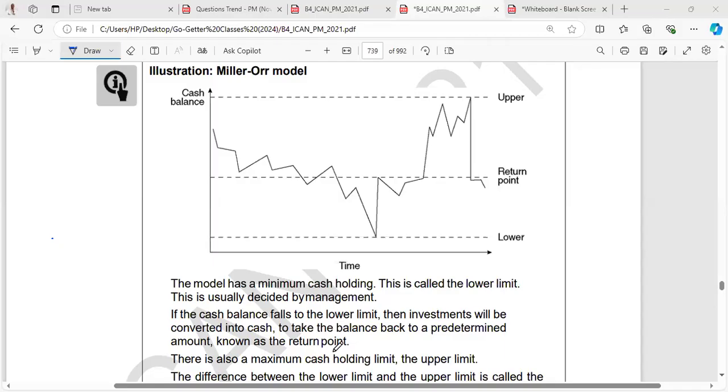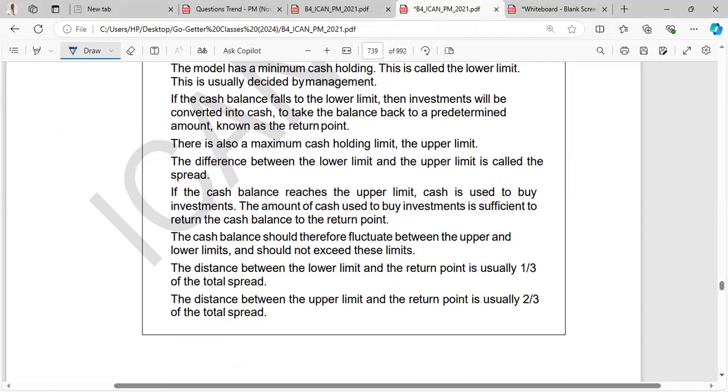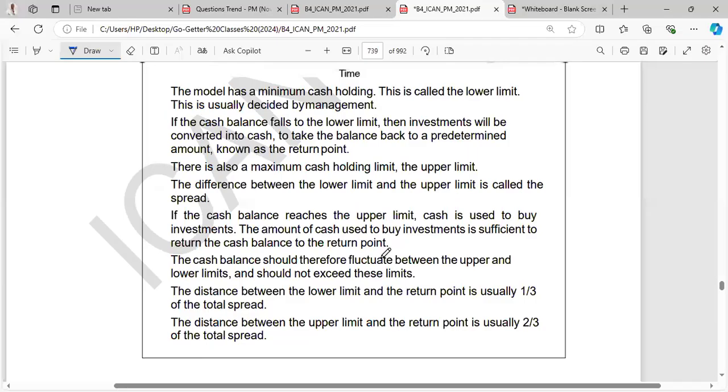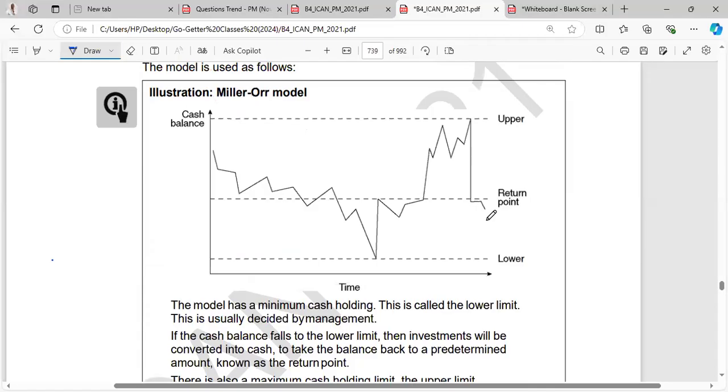Now, the difference between the upper limit and the lower limit is called the spread. And the spread has a formula which will be given to you in the exam. The distance between the lower limit and the return point is usually 1/3. If you divide this into 3, the return point is closer to the lower limit, so it is like 1/3. Then the upper part, the return point is like 2/3.